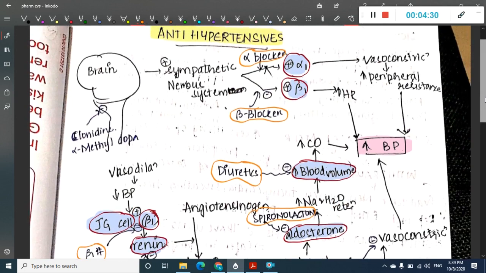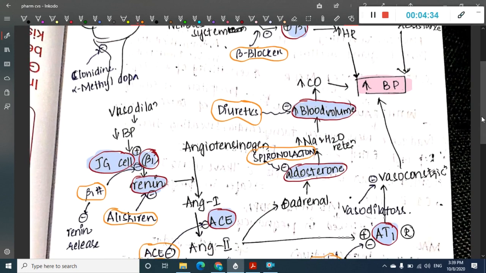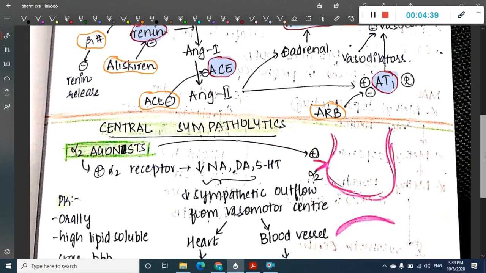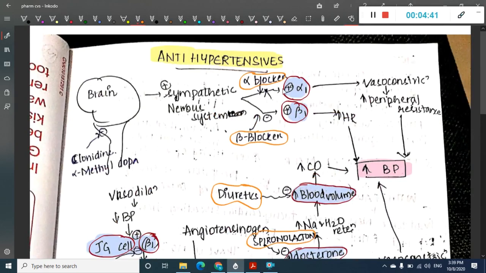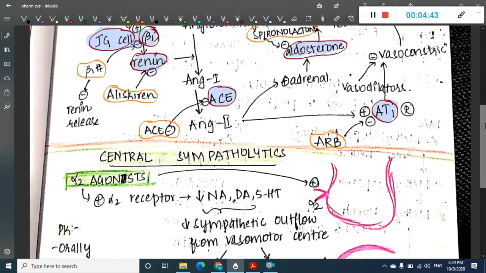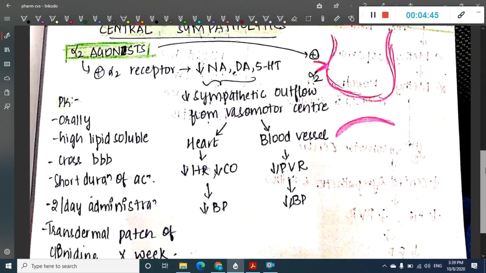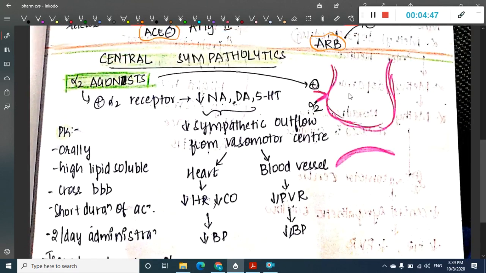So these are the different drugs which are used for decreasing blood pressure. When all these processes are blocked, obviously there will be decreased blood pressure. So first we will see alpha 2; from here we will start. In the alpha 2, first we will see the central sympatholytics. In the central sympatholytics, first we will see alpha 2 agonists.